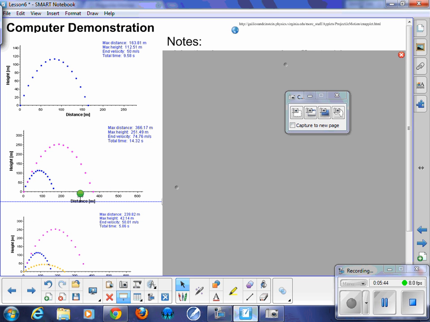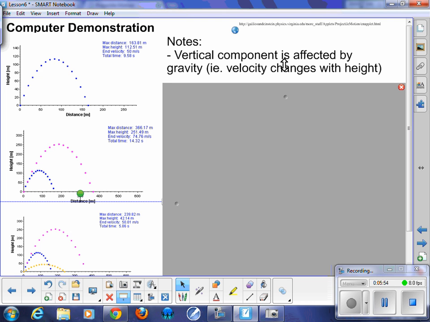So let's go back, and I took screen captures of each of the three here. On the side here, I have notes, point form stuff that I want to talk about. So what are some of the things that we notice from those three examples that I did?